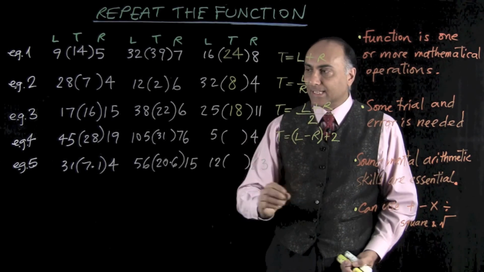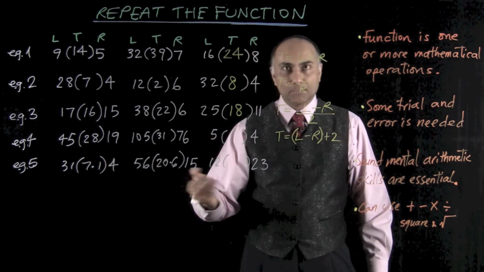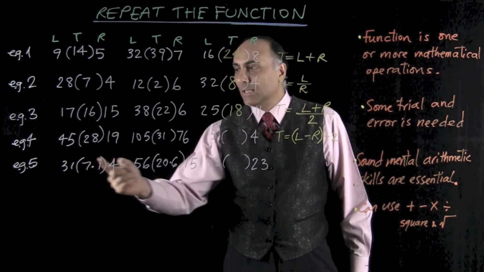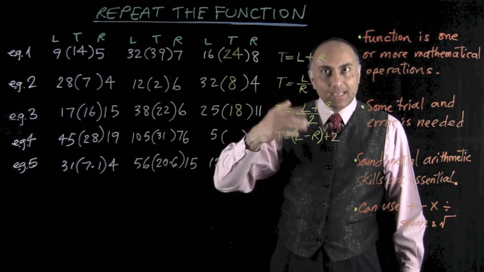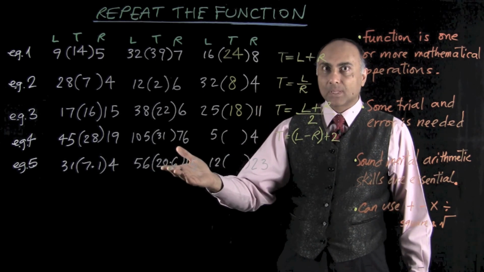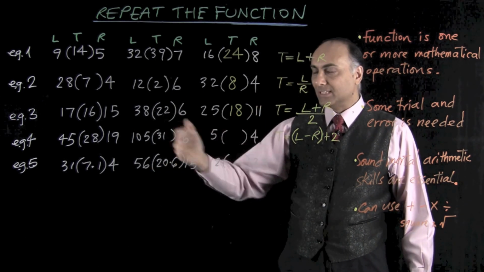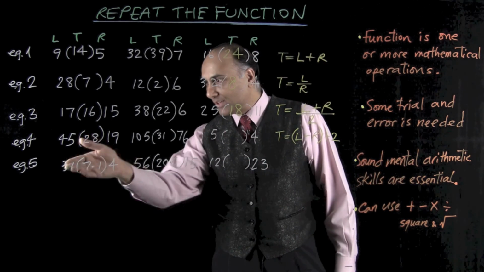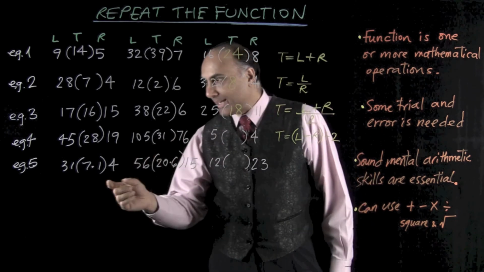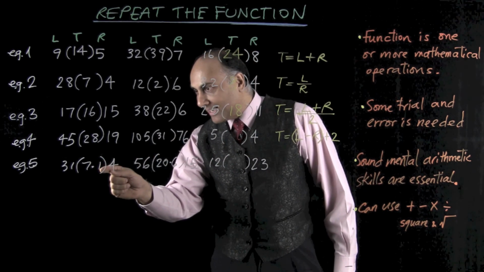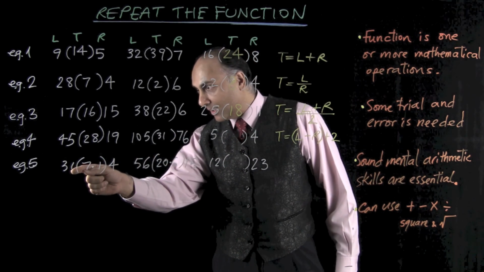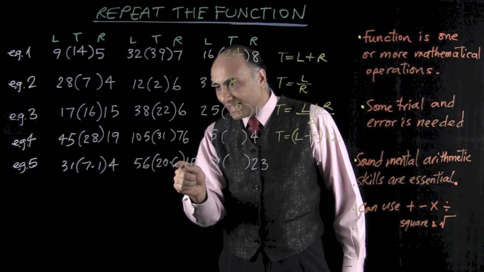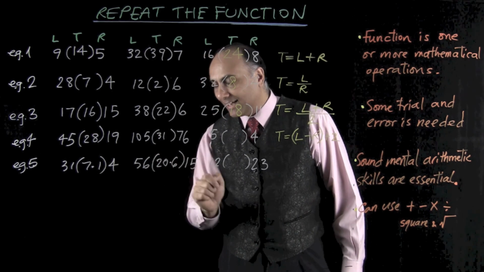As soon as I see a decimal point in the target number, when there is no decimal point in left and right, I think divide by 10, because that will give you a decimal. So that's the first thing I would do. So how do I make 7.1 out of 31 and 4? Well, straight away I can see that there's a 0.1 here, and there's a 31 here, there's a 0.6 here, and there's a 56 here.